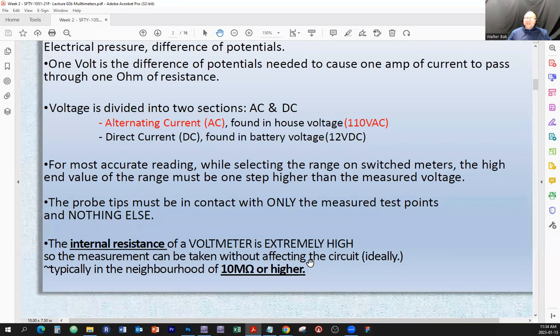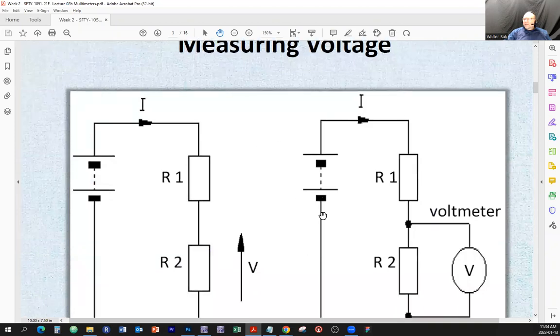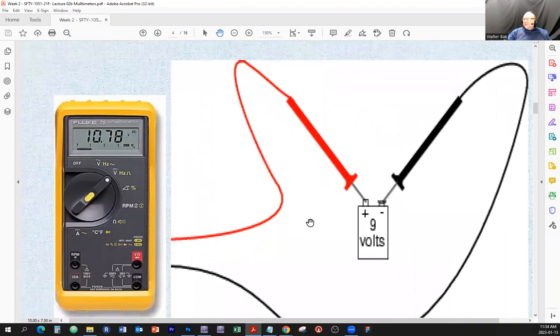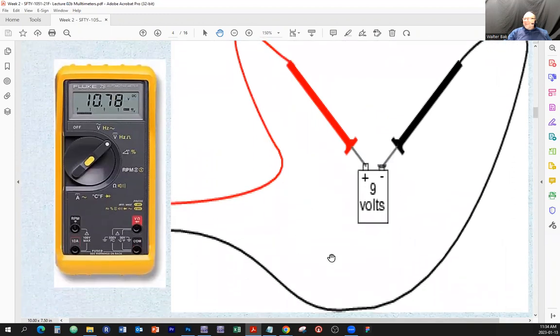And what is the internal resistance of a voltmeter when you purchase a multimeter? Well, read the documentation that comes with the meter. So that would be the measuring voltage. What else do we have here? Measuring voltage. Because the internal resistance of a voltmeter is high, we can connect the leads straight onto the load and get the reading.